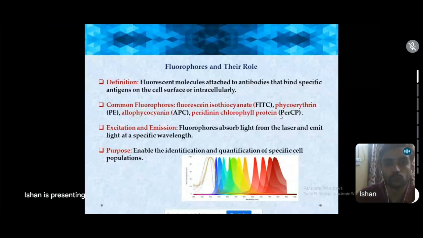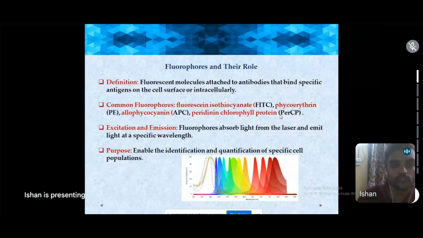Now the fluorescent molecule that is attached to the antibodies is specific to the antigens on the cell surface or intracellularly inside the cell. They go and bind to some DNA molecule, or they form a probe. They become attached to any kind of tumor marker, or any kind of immune response. So these fluorescent molecules are known as fluorophores.